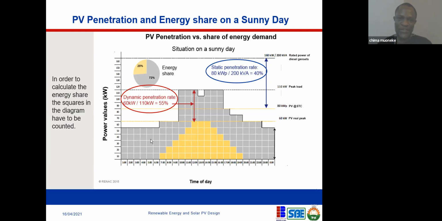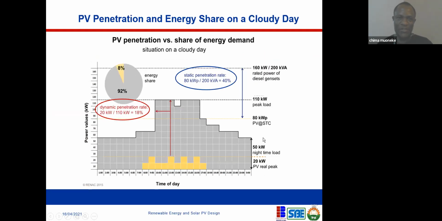Now this is for a sunny day. Let us look at what the situation is on a cloudy day. So PV penetration and energy share on a cloudy day. On a cloudy day, you can see that your solar system is performing very low. However, your static penetration did not change. I don't know if you've noticed that, because your static penetration is static. As the name implies, it doesn't change. It's about your installed capacity. But what would have changed is your dynamic penetration.